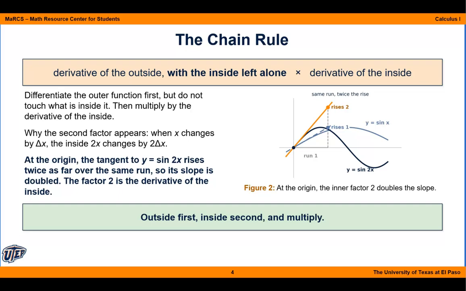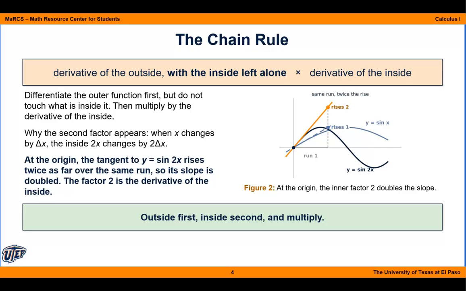The chain rule follows one consistent pattern. Differentiate the outside while leaving the inside unchanged, and then multiply by the derivative of the inside. If y equals f of g of x, then y prime is equal to f prime of g of x times g prime of x. The factor g prime of x is essential because it accounts for how the inside changes.